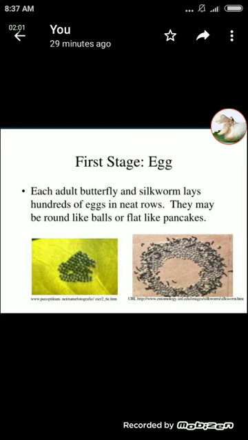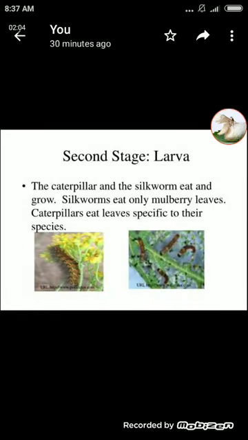Now the second stage is the larva. The caterpillar and the silkworm eat and grow. The first stage is egg, from which larvae hatch, which are called caterpillars. The caterpillar and silkworm are both the same; I can use either word. They grow in size and feed on mulberry leaves. The caterpillar eats the leaves specific to its species.